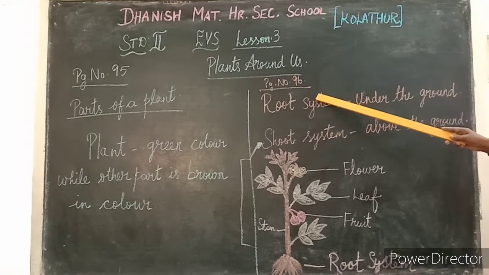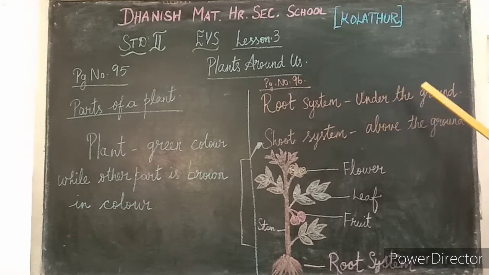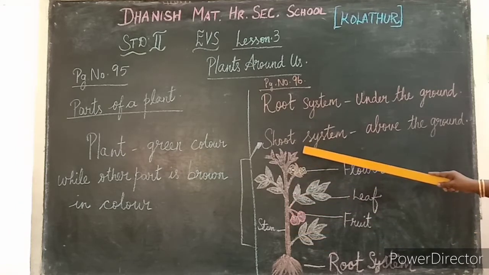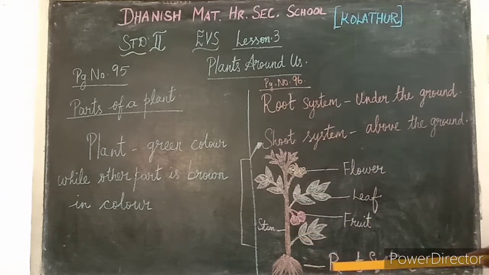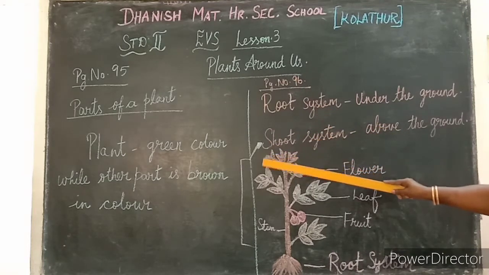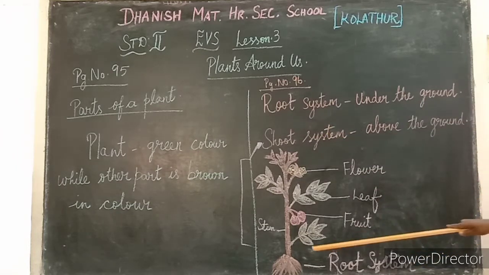Here in page number 96, we are going to see root system and shoot system. Root system means under the ground, shoot system means above the ground. From here till this is the shoot system and this is called the root system. The roots under the ground are called the root system. Other parts of the plant are called the shoot system, above the ground.